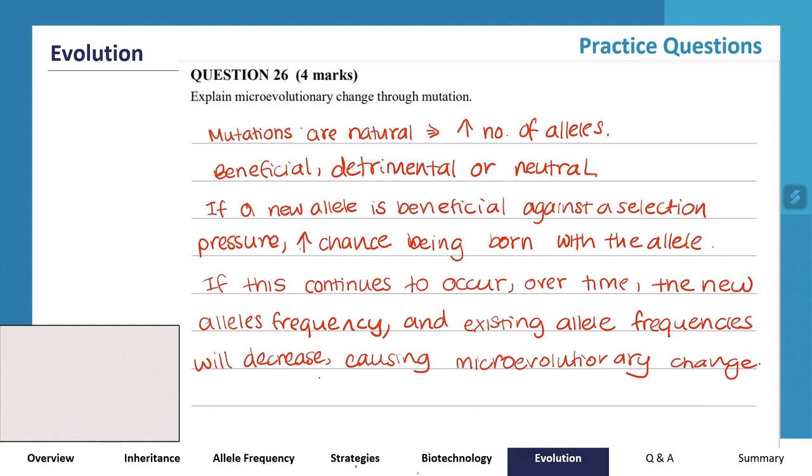And you basically get 1 mark for talking about the natural rates of mutations, 1 mark for saying that it makes more alleles which can have beneficial, detrimental, or neutral effects. 1 mark for saying how the allele frequencies can change over time if the new allele helps with the current environment. And finally, that change in allele frequency is what we call a microevolutionary change. All right.